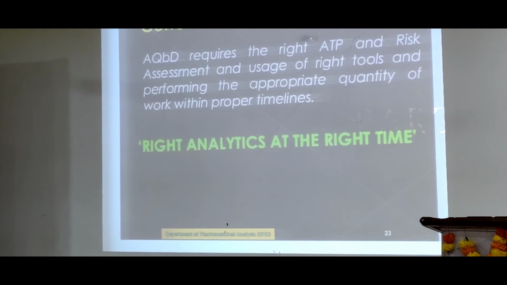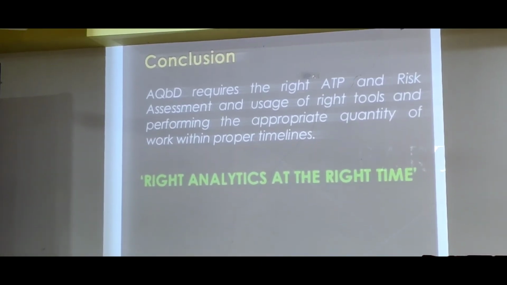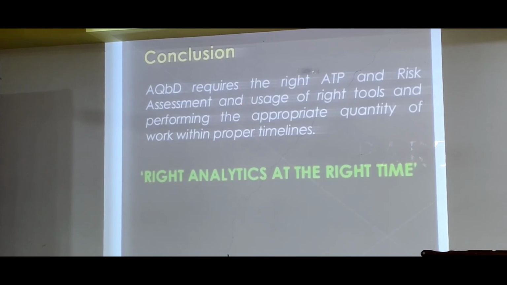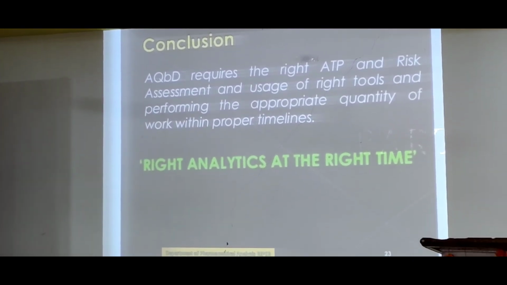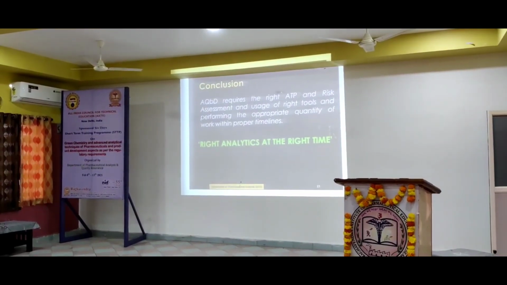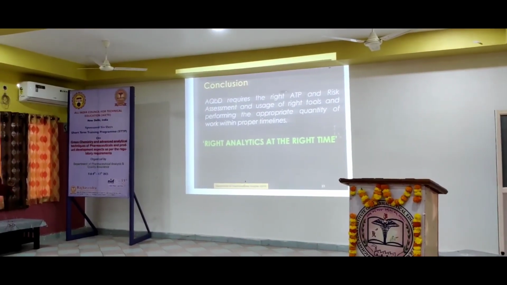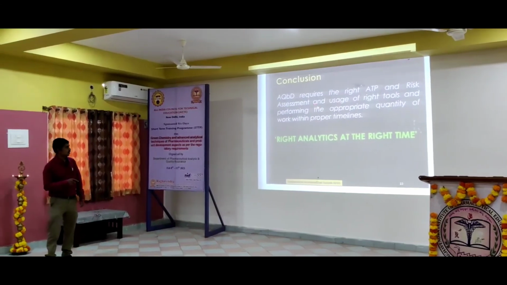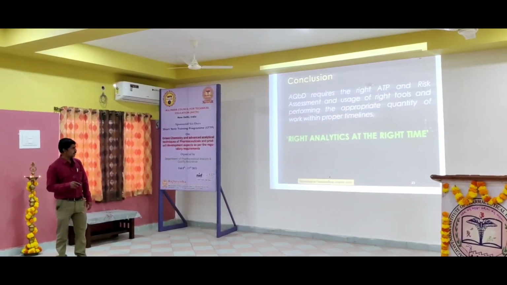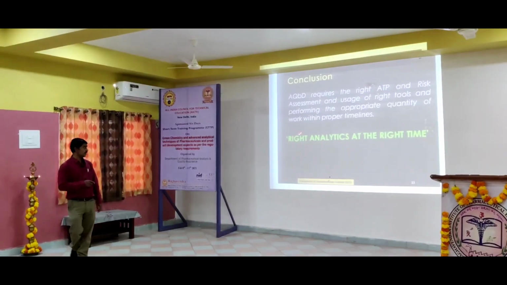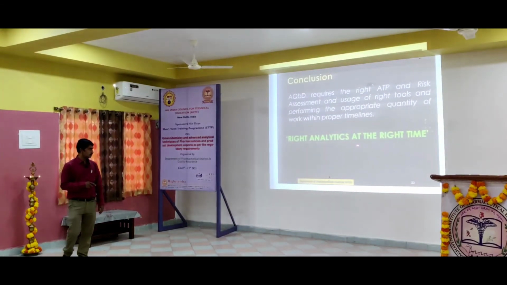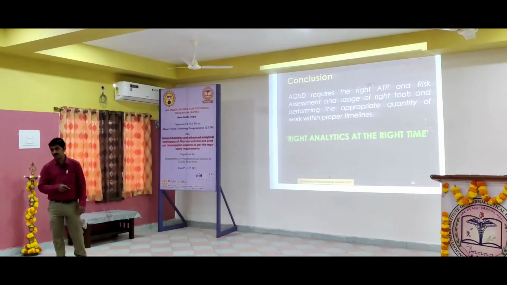So finally, AQbD requires the right ATP. First you have to select the right ATP, the analytical target profile, and you have to do a proper risk assessment. Risk assessment is nothing but what I told you: we have to select extreme values, so the table preparation is very important, and that is called risk assessment. And use the right tools and perform the appropriate quantity of work within proper timelines. So the right analytics at the right time will give you AQbD.